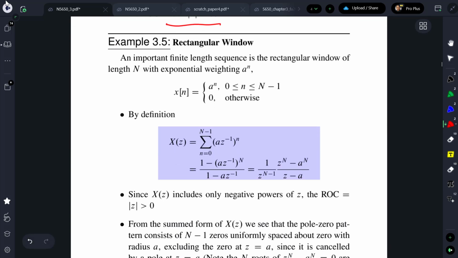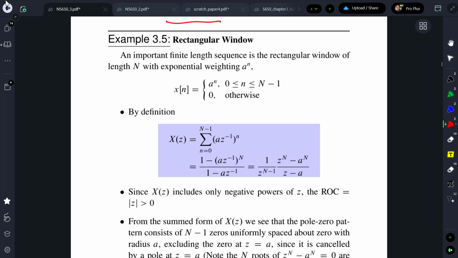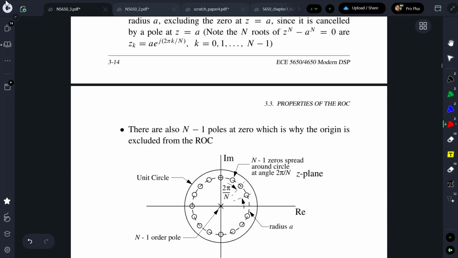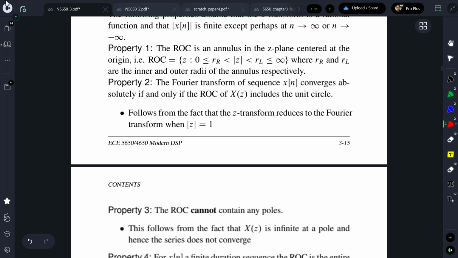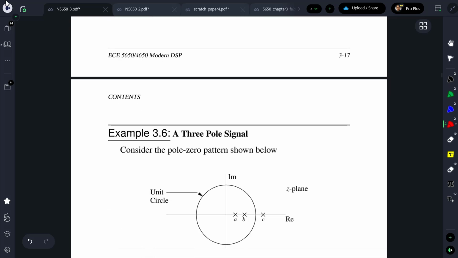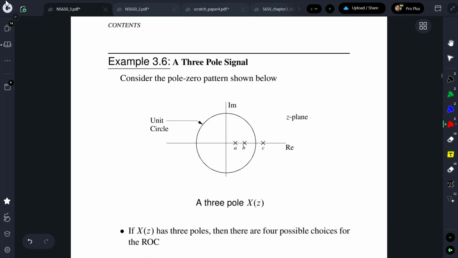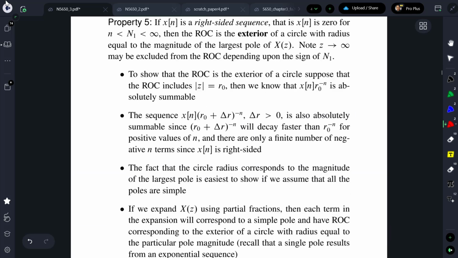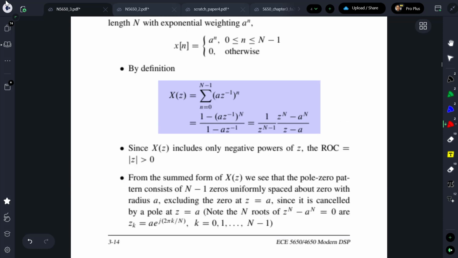So rectangular window, let's do this one. And then I think we go into properties, and when I get done with these properties, I'm going to talk about what the 4 possible choices are for the region of convergence. This is kind of like quiz time in class, where I'm going to ask you some questions. But we're going to first do this one.